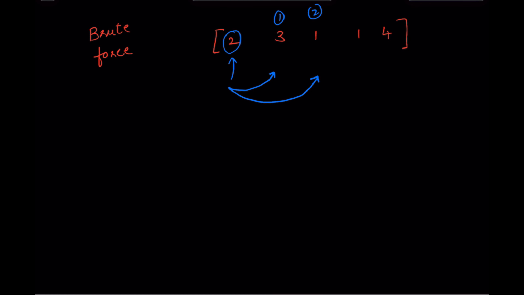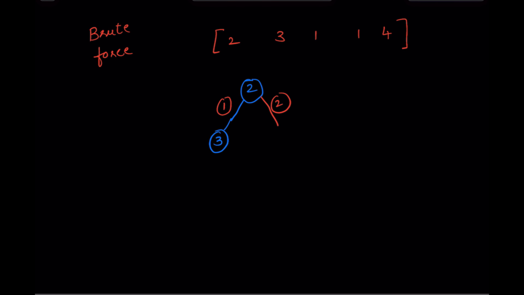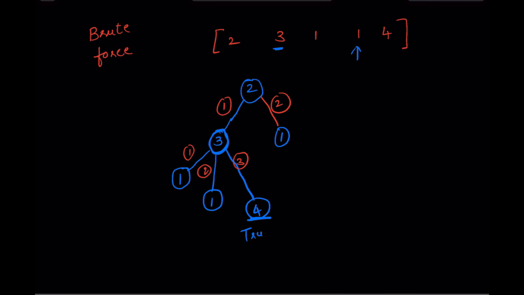For better understanding, let's draw a graph to simulate this. From number 2, taking a jump of size 1 will take me to 3 and taking a jump of size 2 will take me to 1. Now from node 3, we have 3 options: to take a jump of size 1, 2 and 3. And after each jump, we'll check if we are at the last element in the array. If no, then we'll repeat the same cycle to go as deep as possible. In this case, making a jump of size 3 will take us to the last element, so we can stop the iteration and return true.